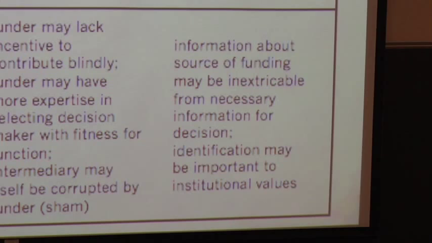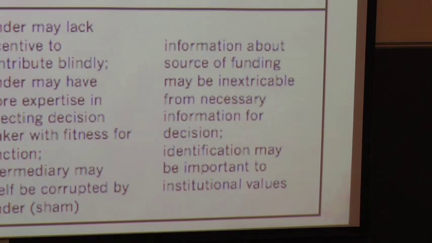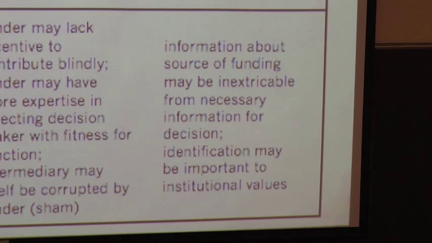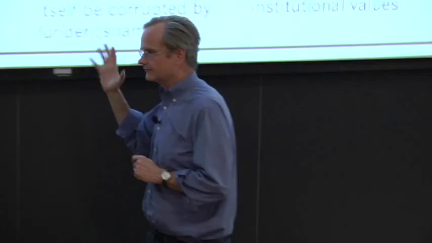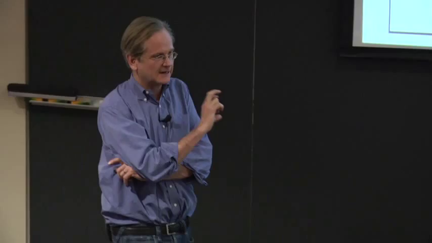And if you eliminate the identification bias by making it so the decision maker can't distinguish funders from non-funders, then the information about the source of funding may be inextricable from the necessary information. You can't separate it out. Identification may be important to institutional values. Okay, so this is a map of the ideas and the trade-offs, but I'm going to get clarification. Everybody understands this map because we're going to apply it to two problems, and I want you to think about how we can get a blinding solution to these two problems. But are there any questions about how this has laid itself out?